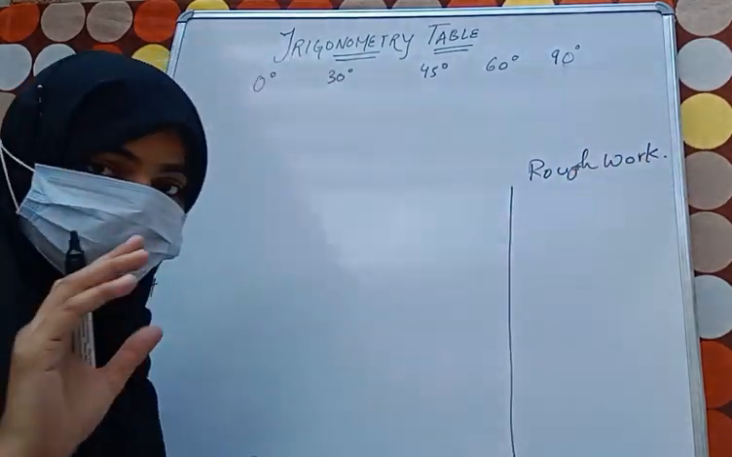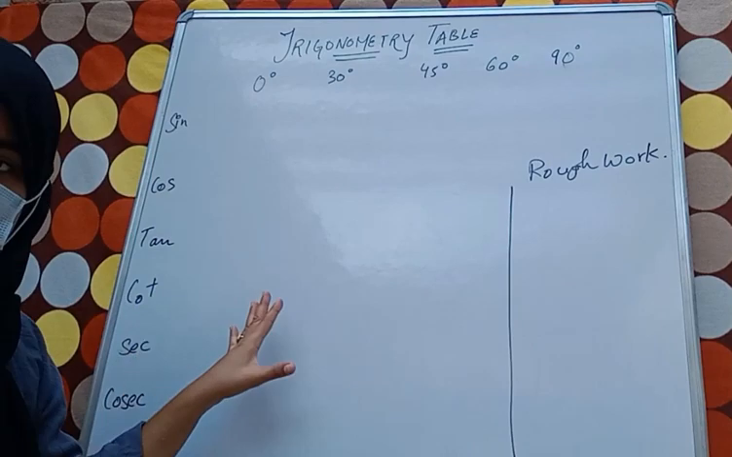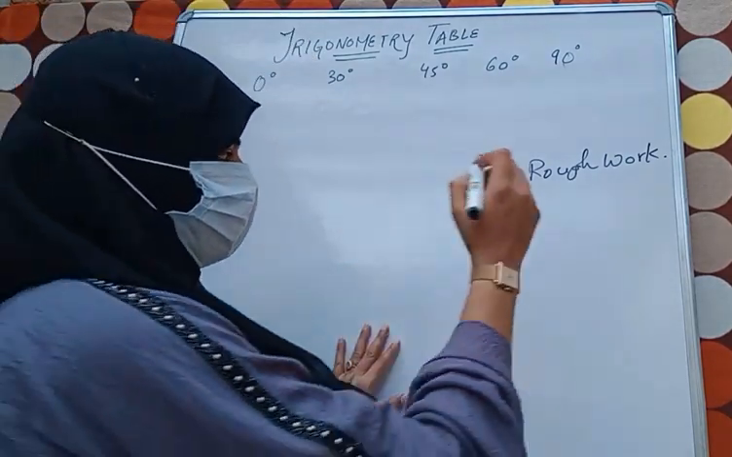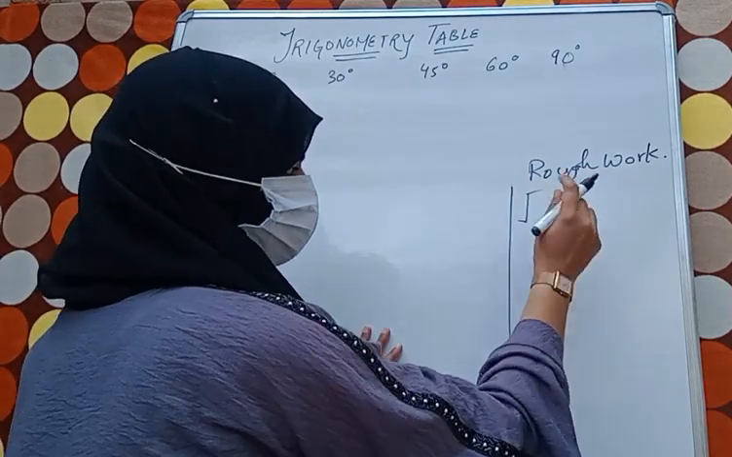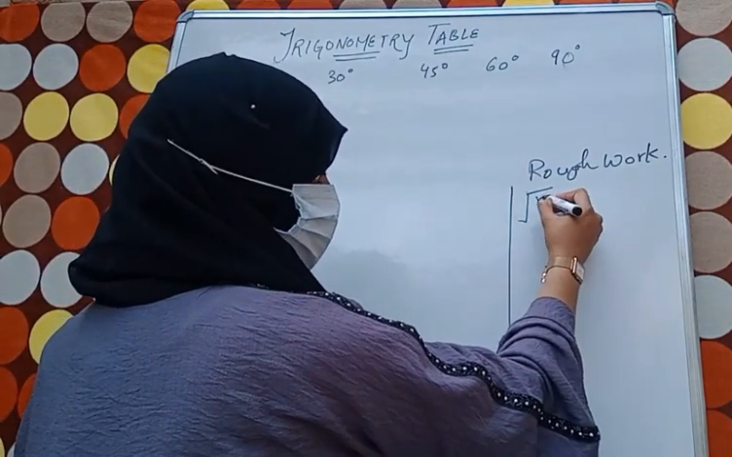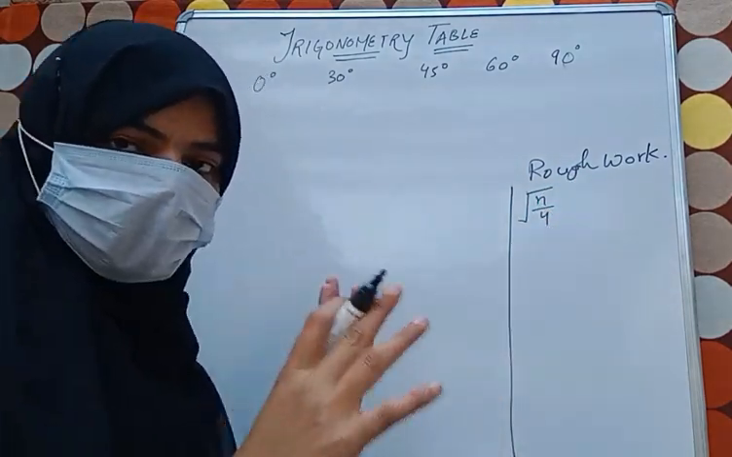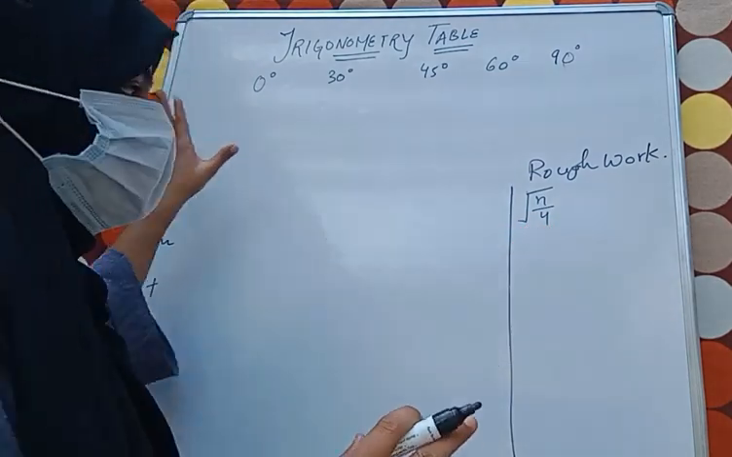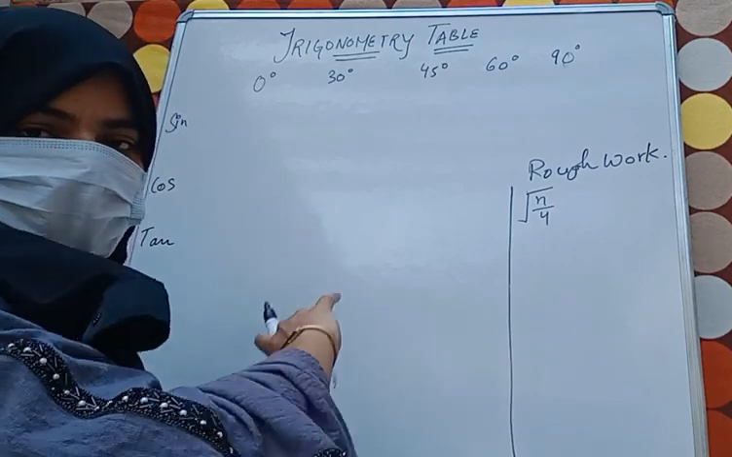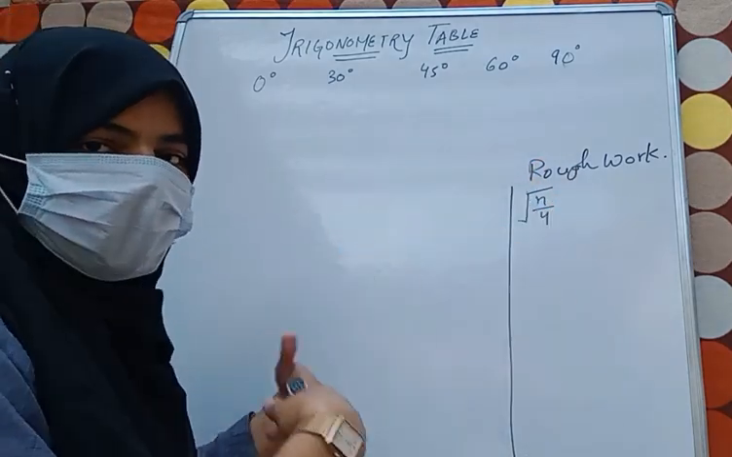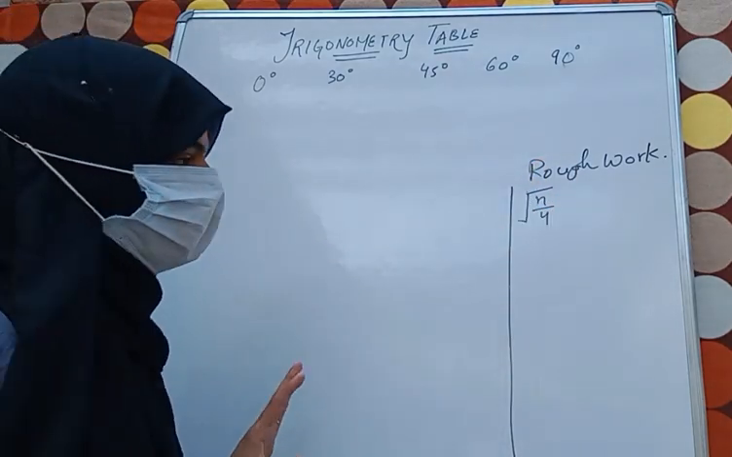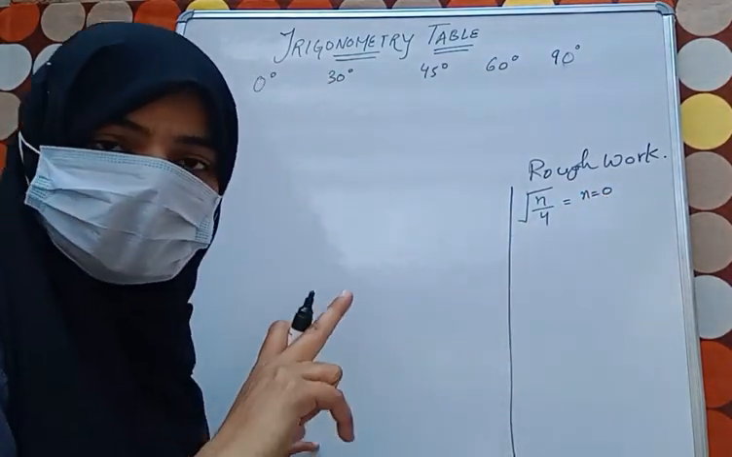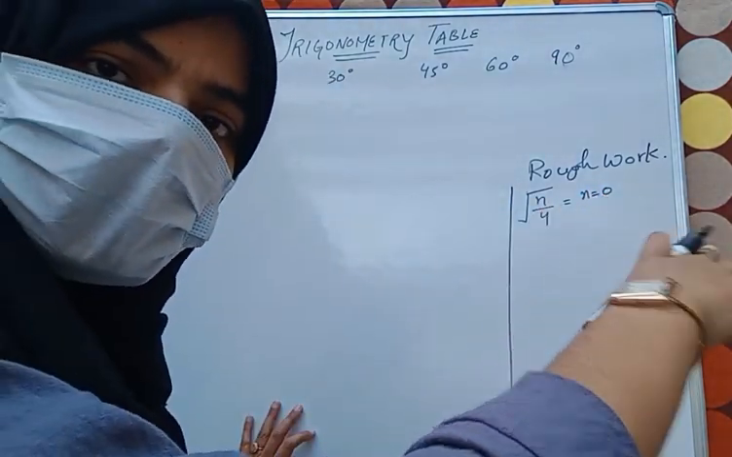While creating a trigonometric table, what do we need to do? We need to follow just one simple formula: square root of n upon 4. Using this formula we will first create the sine theta values, and then everything else will follow automatically. First we will take n as 0.